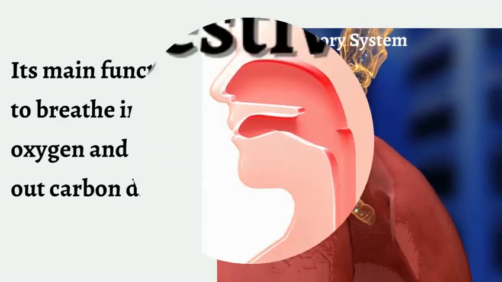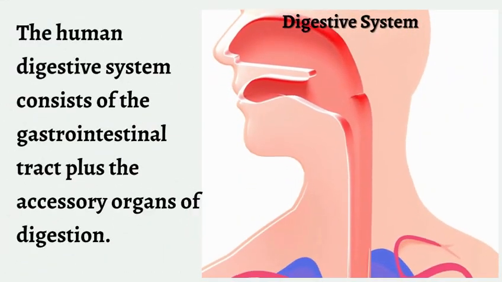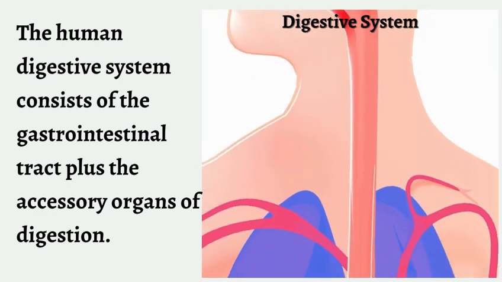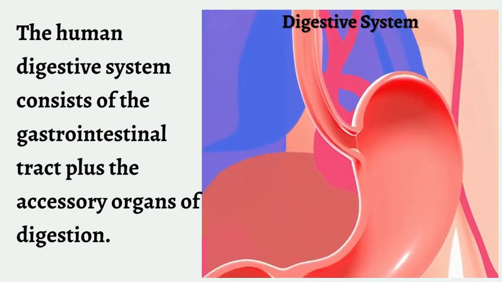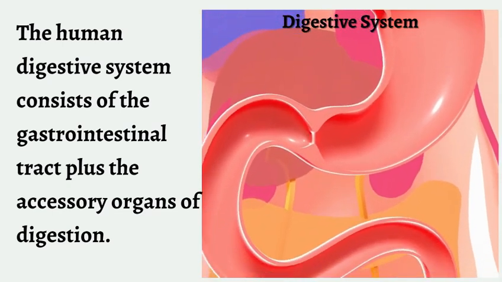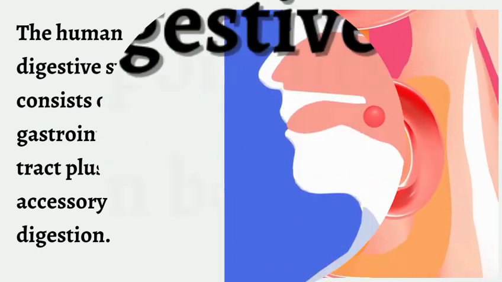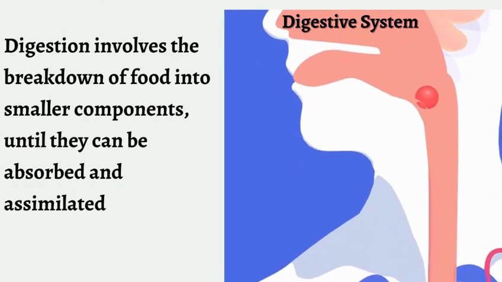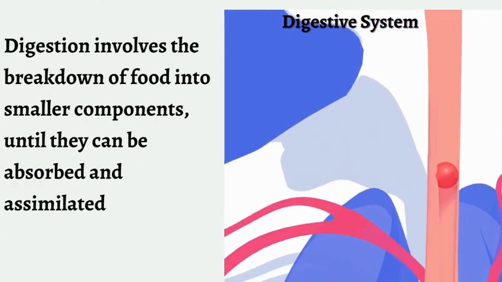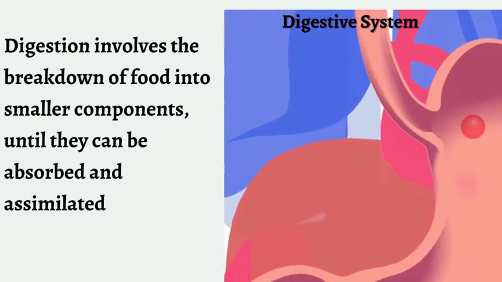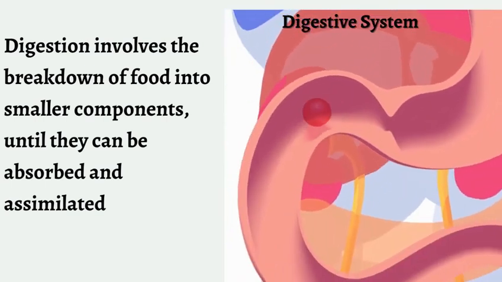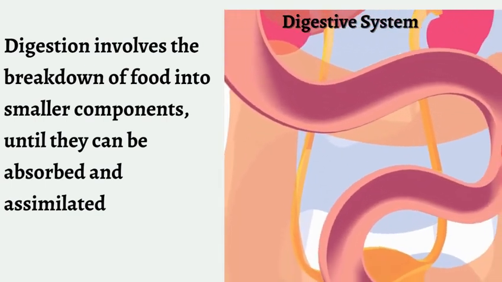Coming to the digestive system. The digestive system consists of the gastrointestinal tract and the accessory organs of the digestion process. Digestion involves the breakdown of food into smaller particles until they get absorbed into the blood and also assimilated through the rectum and anus.